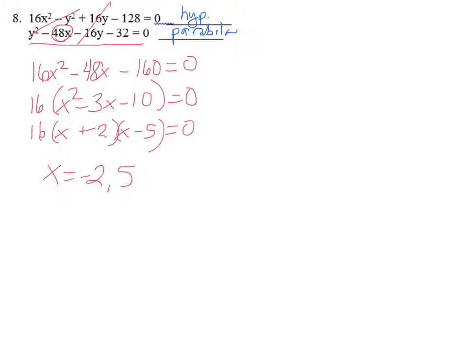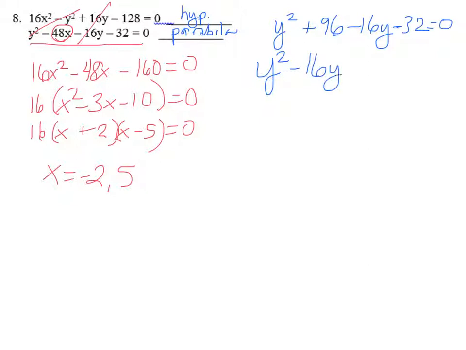So here we go. When I plug in -2, I'm going to have y squared plus 96 minus 16y minus 32 equals 0. And we're going to have a quadratic, so we're going to end up factoring that. So I have a y squared minus 16y. A 96 minus 32 is going to be a 64. Let's factor that.